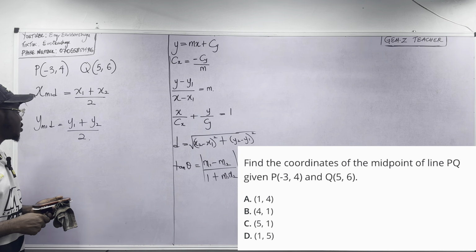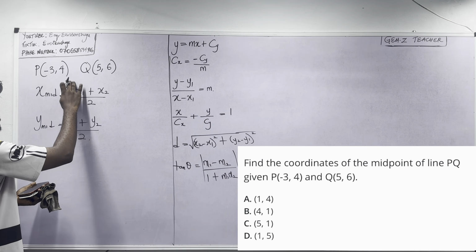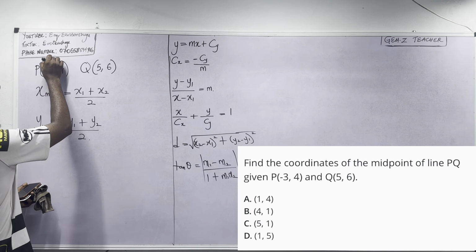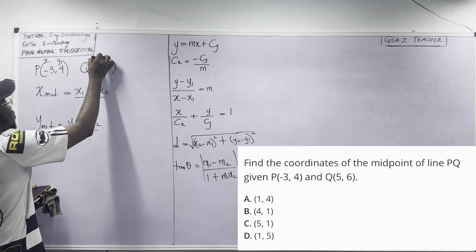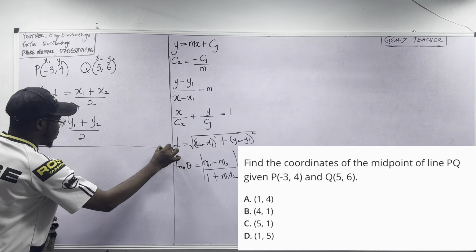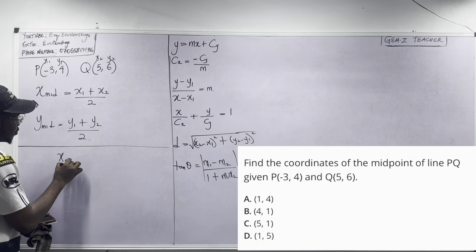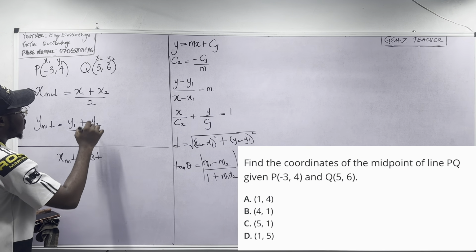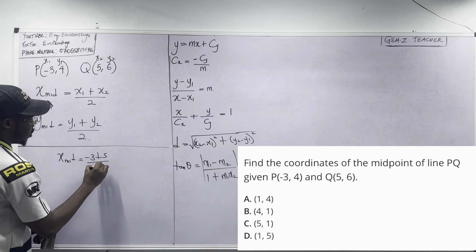Now back to our question. Quickly, from the coordinates given, remember x comes before y. So this is x1 and this is y1, and this is x2 and this is y2. Applying the formula on the board, the one for x mid: x1 is minus 3 and x2 is 5, all divided by 2.